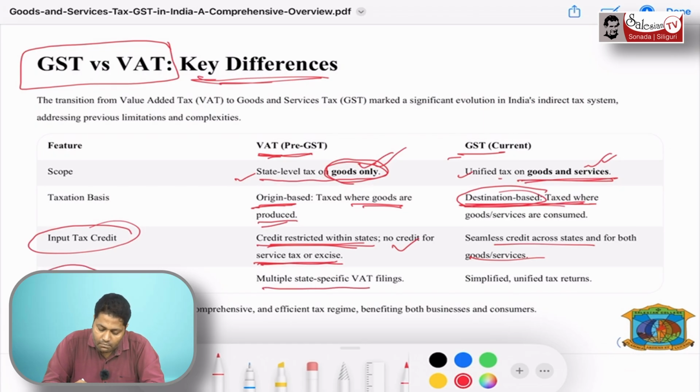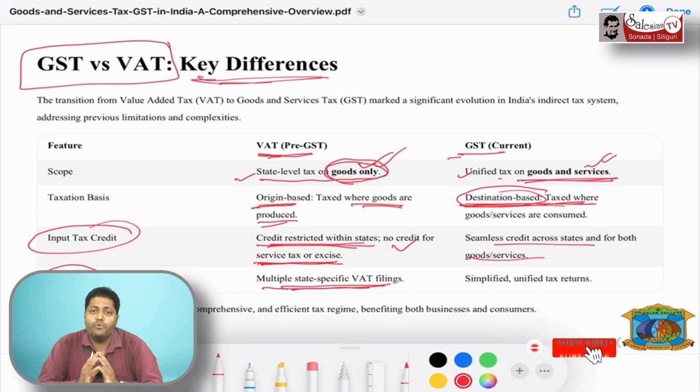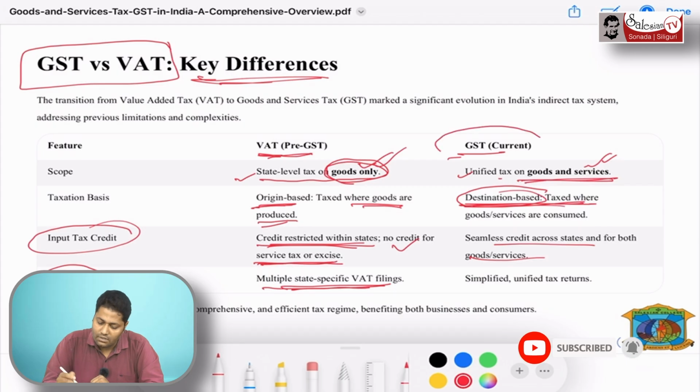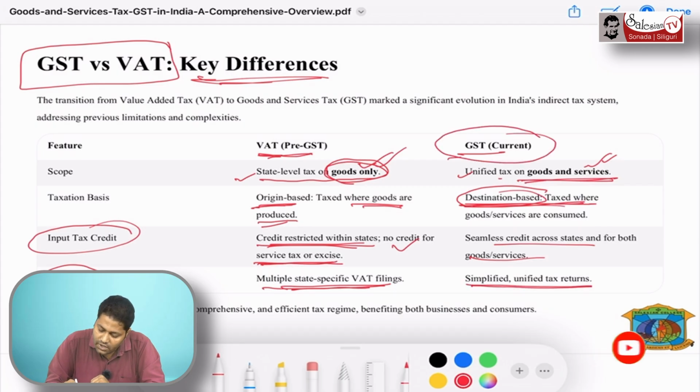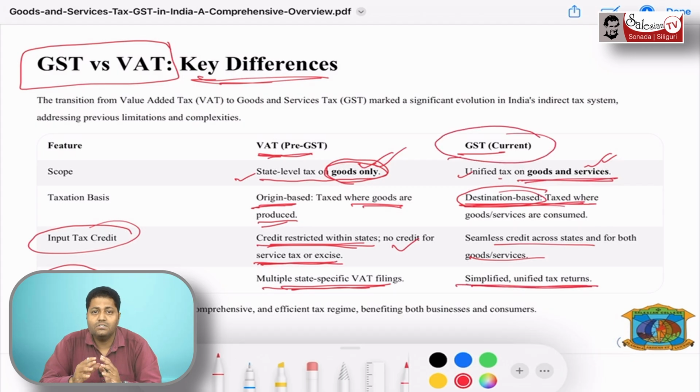Compliances: multiple state specific VAT filing. The filing system was very tough during the VAT system. To reduce that filing problem, what has been introduced? GST has been introduced. So it's very simple. A unified tax return system is there. You know, the GST portal is there. Once you file, everything is clear. So that's why the GST portal is there. Even the state government can see, the central government can see, even the trader can see what the tax is and what the problem is.